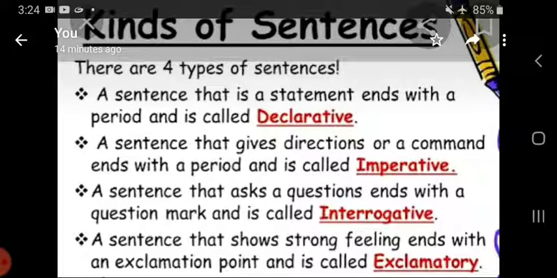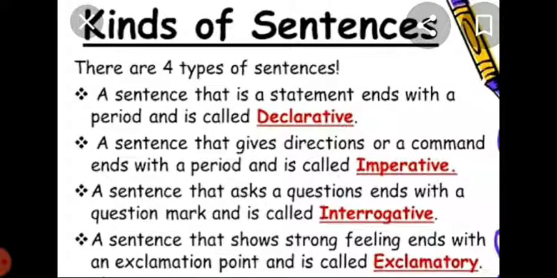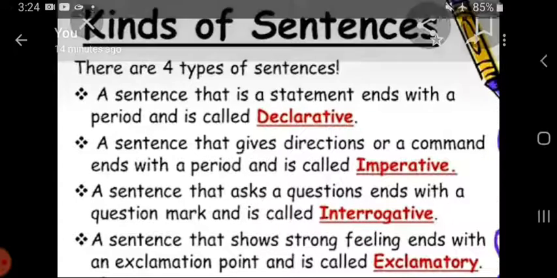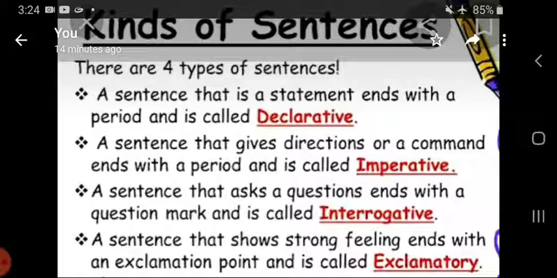A sentence that is a statement ends with a period is called a declarative. Declarative can be an assertive as well as a negative sentence. That means these sentences declare something, so they are called declarative sentences. Imperative, a sentence that gives direction or commands, ends with a period, so it is called imperative. That means these sentences give commands or advice or make requests, so they are called imperative sentences, and they always end with a full stop.